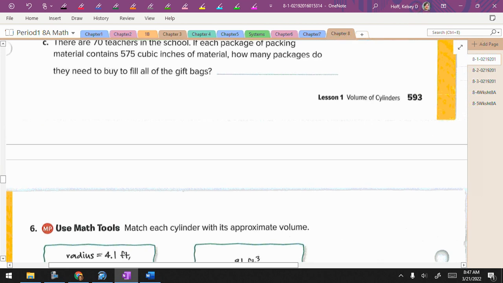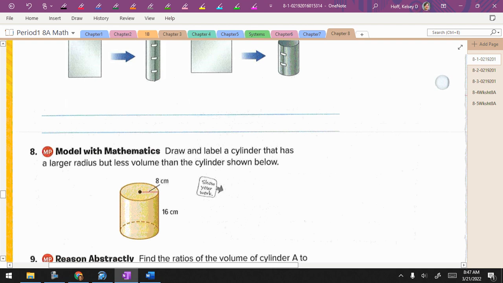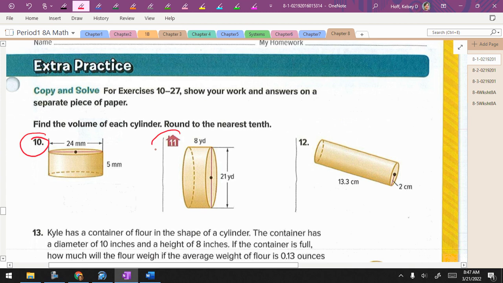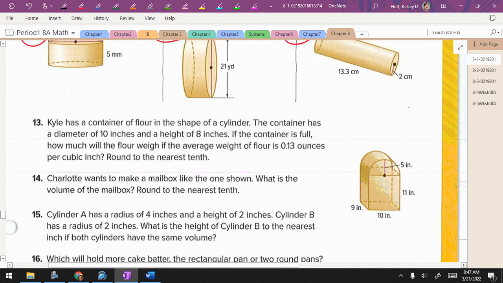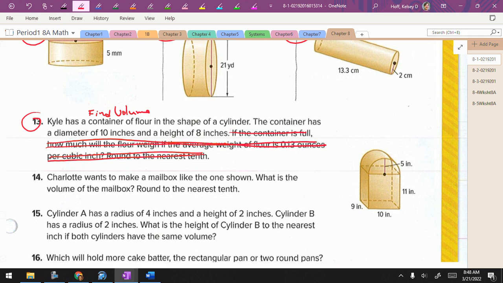Then go to the next page. 6. 10, 11, 12. 13, same thing. Find the volume. Don't do what they ask you to. Just find the volume. And number 18.